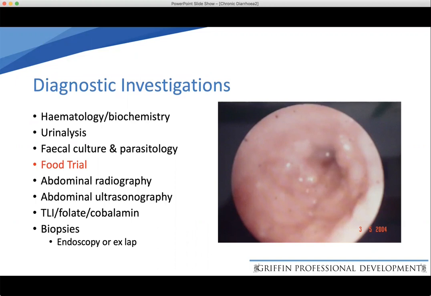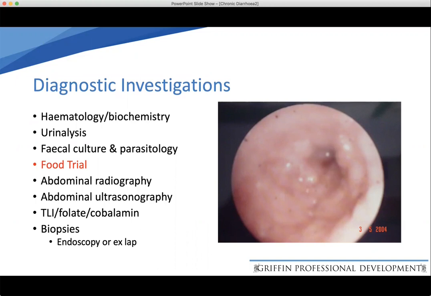After this, we might want to perform some kind of abdominal imaging. That may be radiography or ultrasonography. I would argue that ultrasonography is more useful in these cases. And also, if there's an indication that we have small intestinal diarrhea and there's potential for malabsorption, testing for TLI, folate, and cobalamin are also recommended.